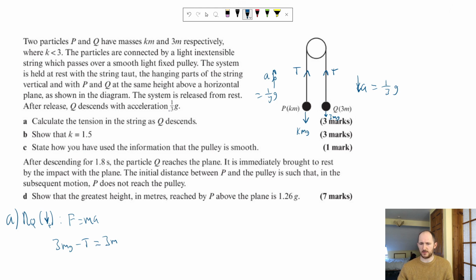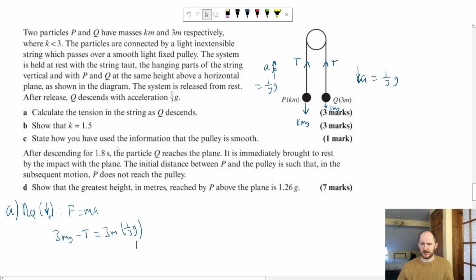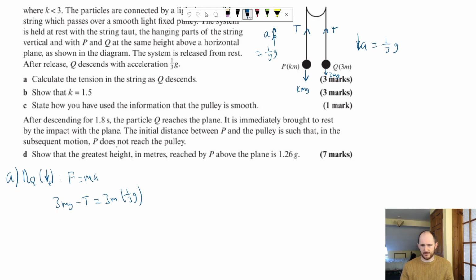I do 100% wholeheartedly agree with you. Let's do the same thing for particle P. And we have, actually, no, we have tension minus kmg equals kma.